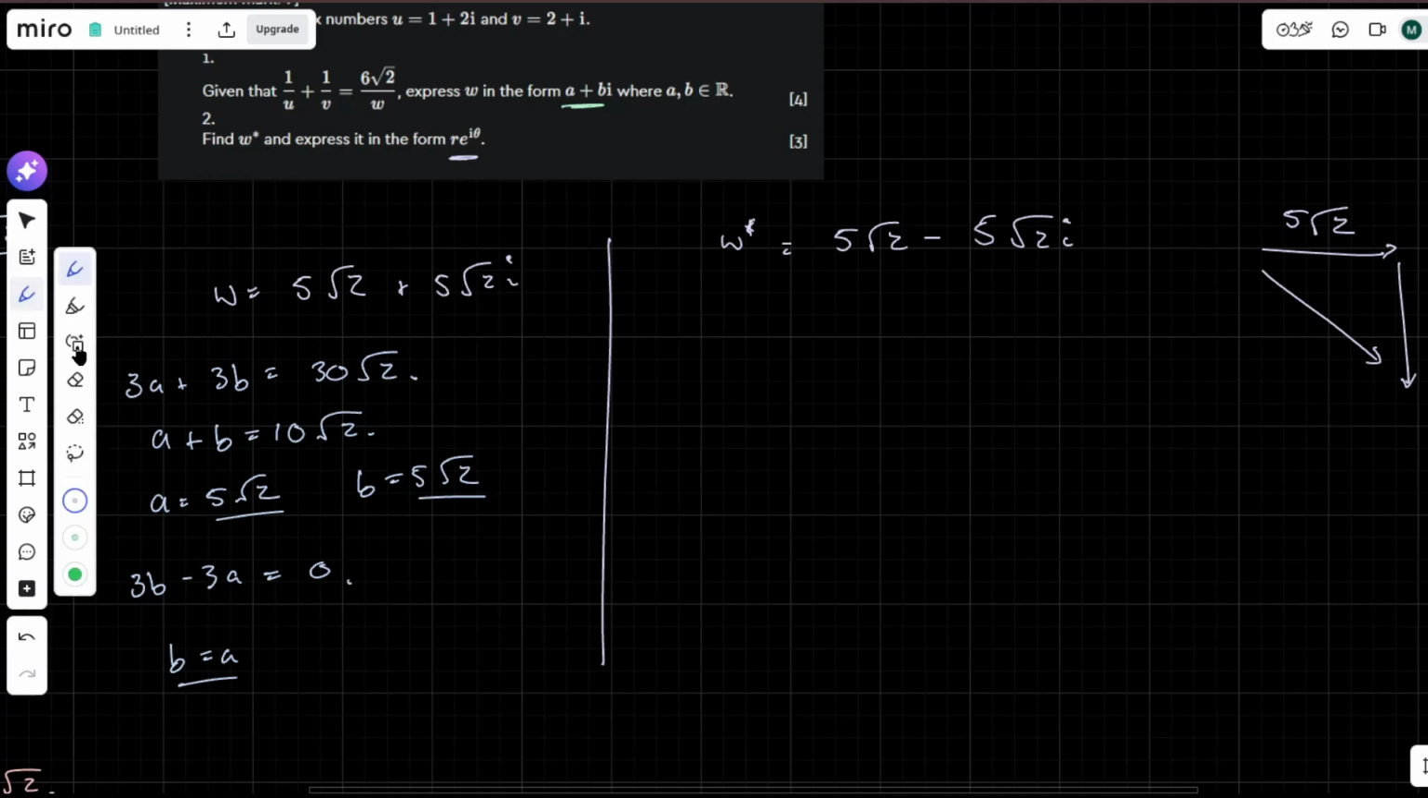So if we want this in argument-modulus form, or polar form or whatever you want to call it, we want the angle. This angle should be 45 degrees, pi over 4, because those sides are the same. It's an isosceles triangle. So that would suggest negative pi over 4 since we're down, or I could write that, probably better, as 7 pi over 4. So that would be written in that formatting.